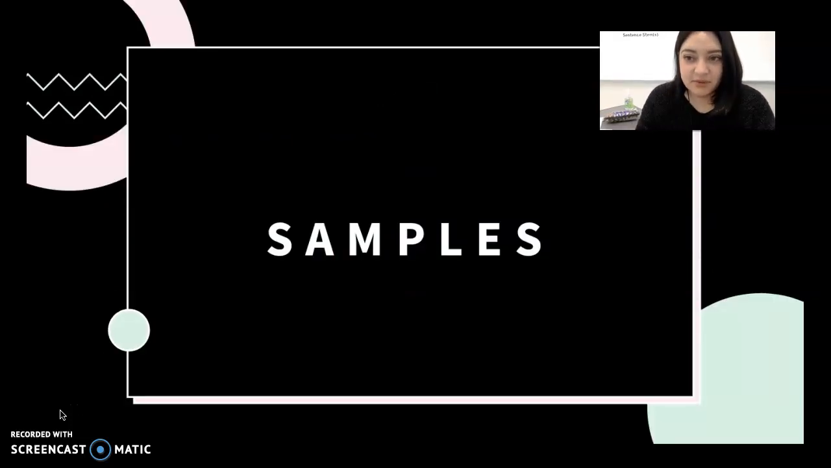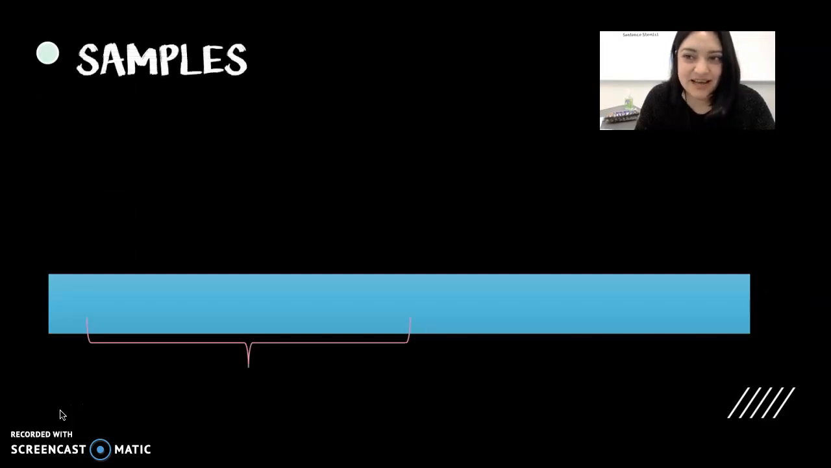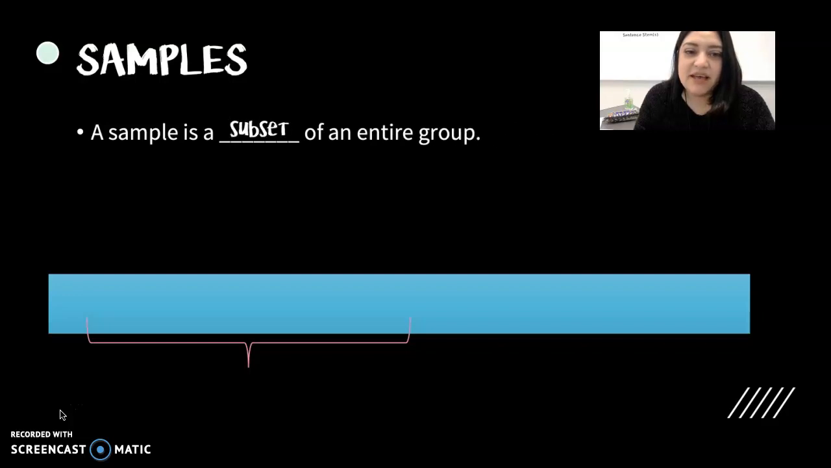So let's start with samples. These are not the samples that you get at the frozen food section at Sam's or Costco. Samples instead, when we're talking about data and inferencing, is a subset of an entire group. So for example, all of these students that I have here in 7th grade resource for second period, a subset of you guys are the ones that are AVL, because not all of you are AVL and not all of you are face-to-face. So a small group of the entire group is called a sample.